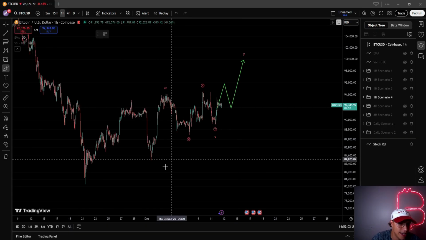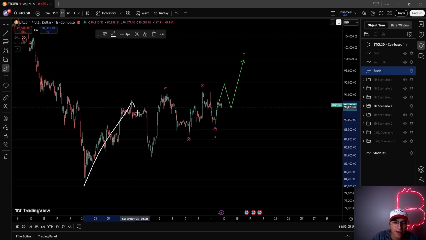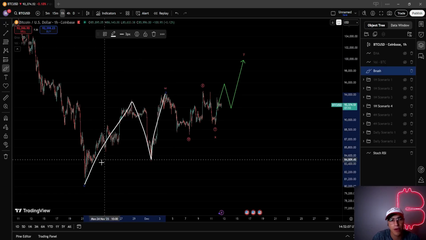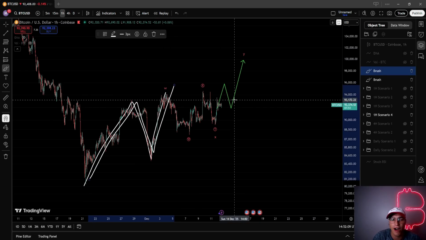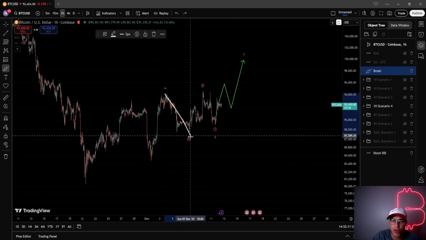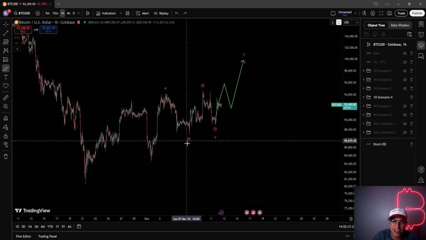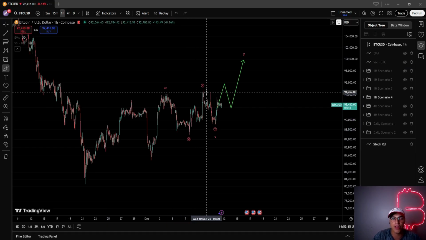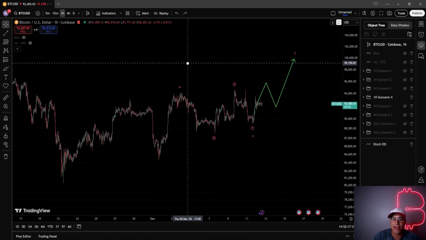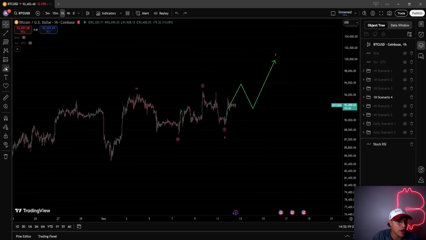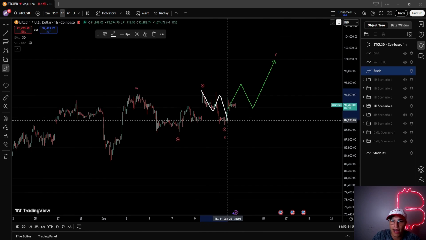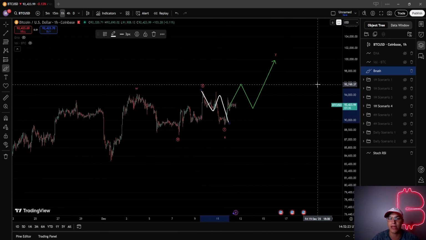Then in this we have a B, and a wave C, perfectly following 5, 3, 5. Followed by that, we have a 3-wave in W, 3-wave in X. That would explain this ugly 3-wave structure. And then we are looking at a 3-wave in Y, right? It explains it a lot better.